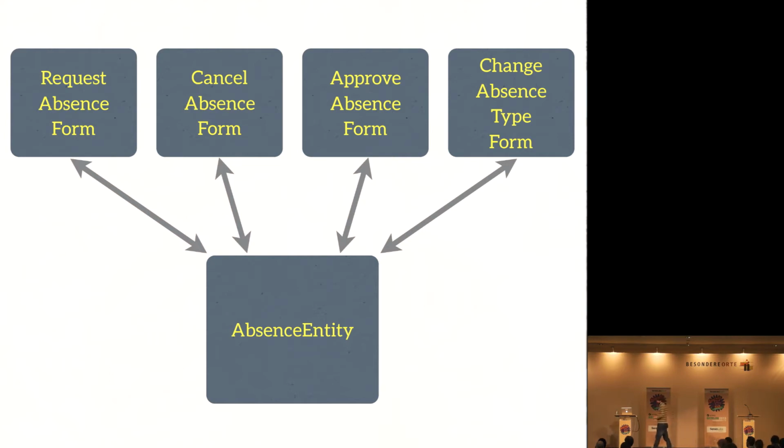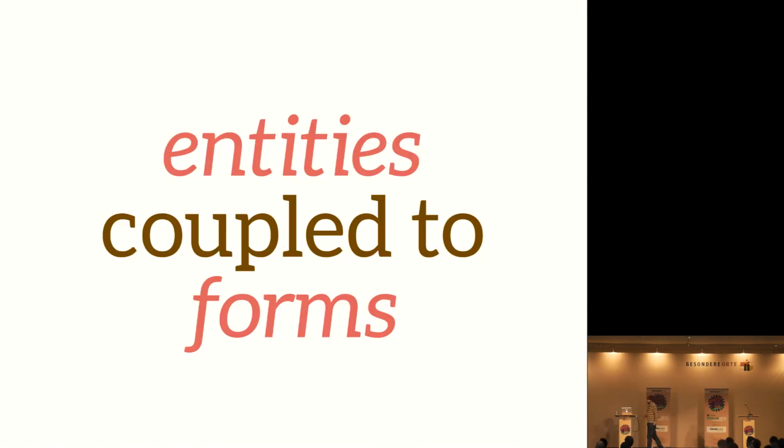And we end up with different form types for all of these things, because we're capturing different information. We're capturing something different for requesting an absence from cancelling an absence. When we're cancelling the absence, we're not going to provide dates and things, we're just going to provide maybe a reason for cancelling the absence. So we end up mapping it to all these different form types, so the entities are coupled directly to these forms.